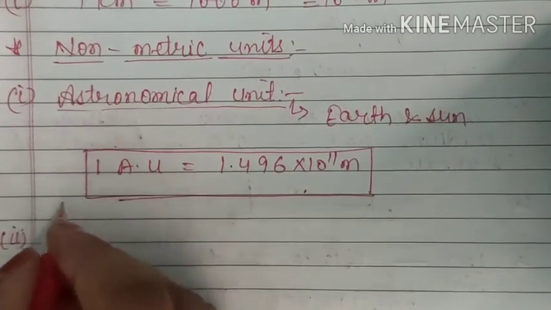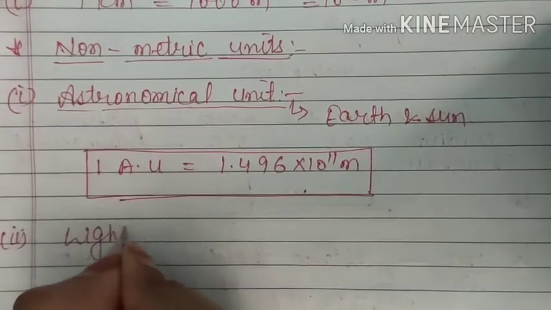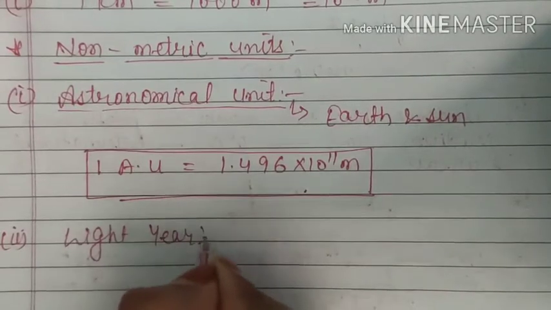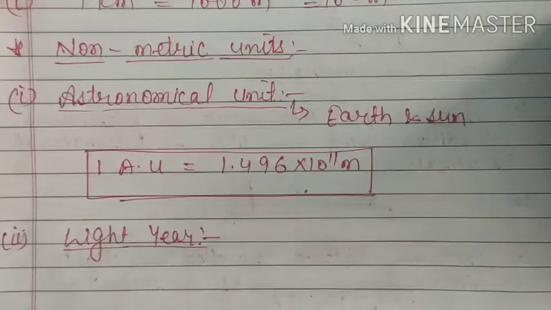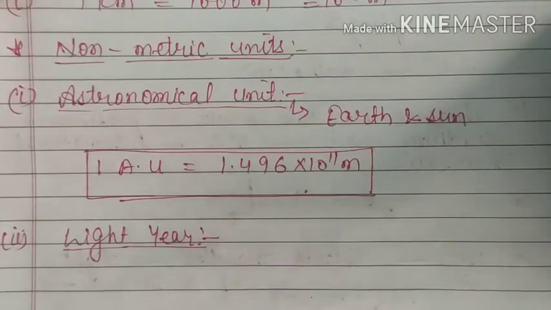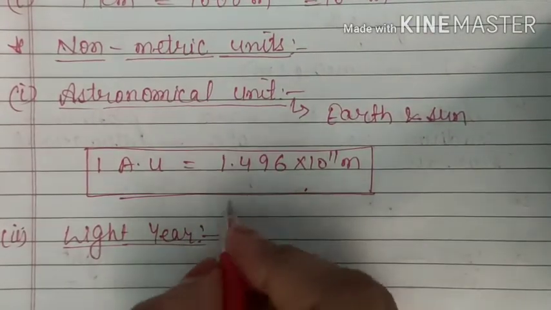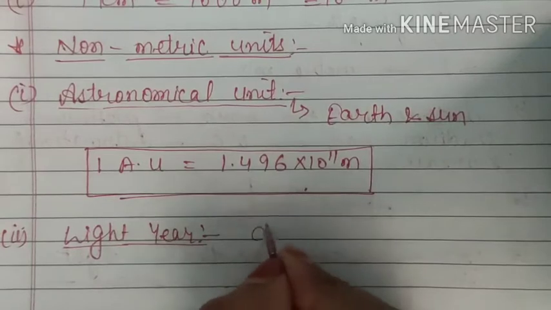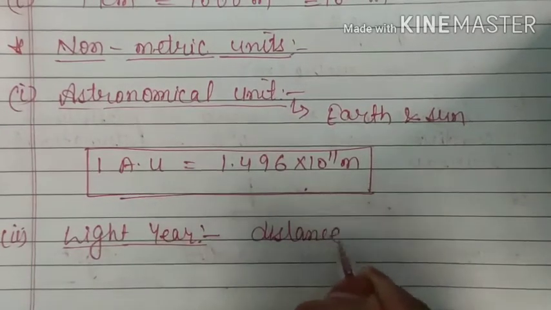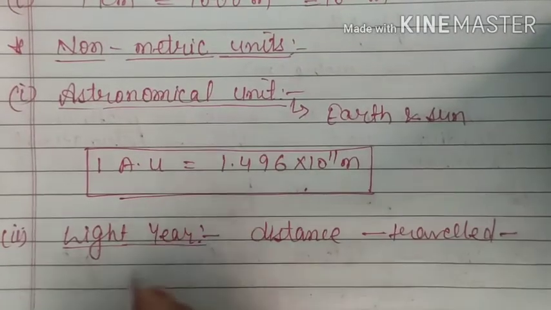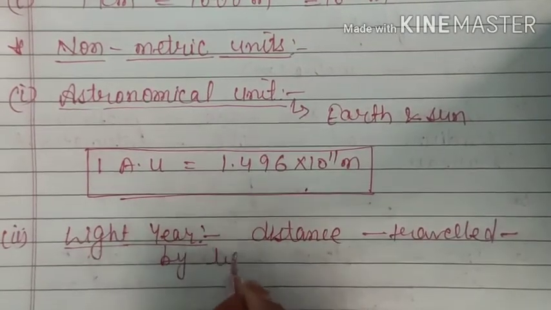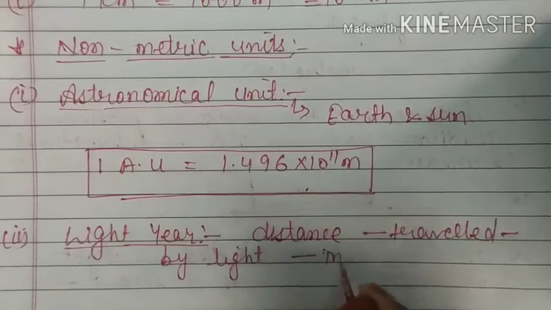And our second unit is light year. As the name indicates, light year is the distance traveled by light in 1 year in vacuum. This word actually we should have discussed earlier also. So 1 light year is the distance traveled by light in vacuum.